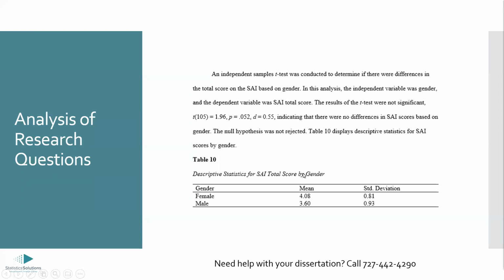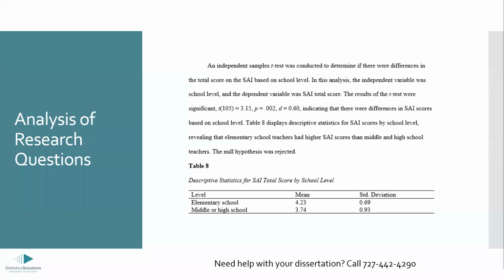And then we just have a table to summarize the descriptive statistics relevant to that t-test. If we're doing an independent samples t-test, we're comparing the means between these groups of gender, and you might commonly report the means for each group in a table like this. And so that was an example of a t-test that was not significant. Let's look at an example of a t-test that is significant.